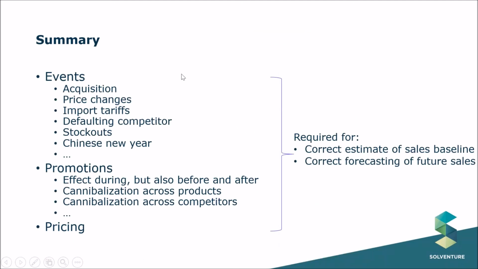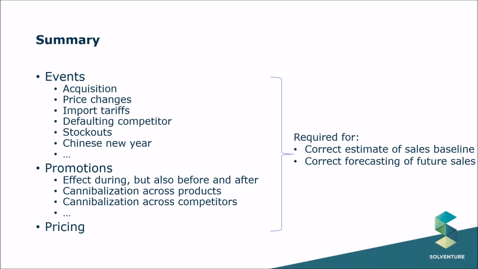So let me try to summarize. What do we have? We have events in our sales, acquisitions, price changes, import tariffs. Recently we had a case where a competitor was going bankrupt. So we see that customers are coming from that competitor towards us. So we see an increase in our market share. This is really a difficult one to model, but it has a crucial impact on your sales.